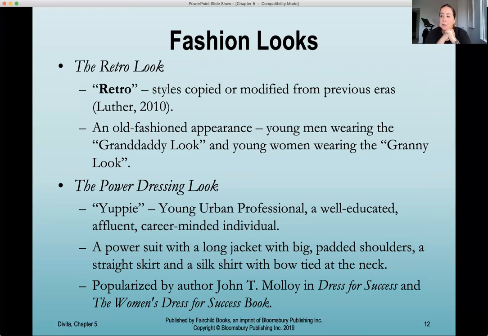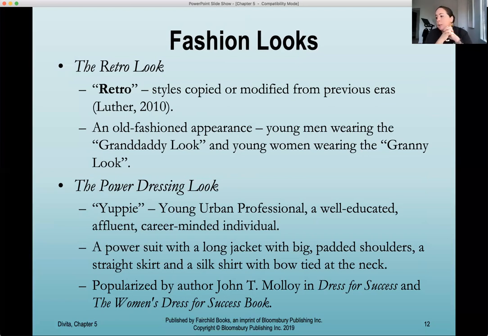The power dressing look is the yuppie, quotation marks, the young urban professional, the well-educated, affluent, career-minded individual. Person that kind of comes to mind is like Princess Diana, right? That 80s kind of power suit. You work in the stock market, that kind of yuppie type of look.